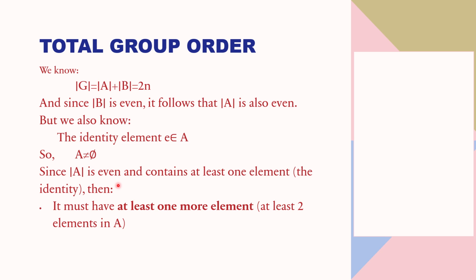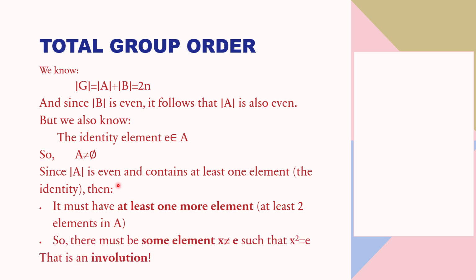And we know that A is the set of all involutions only. Therefore, what do we have inside A? The next element. That element is an involution. Okay, so there must be some element x not equal to e such that x squared is equal to e. Such that x squared equals e means that it is an involution. So we have another element in A, x not equal to e, that is not the identity element, and that element is an involution. Why is it an involution? Because in the beginning we assumed that A is a set of all involutions.